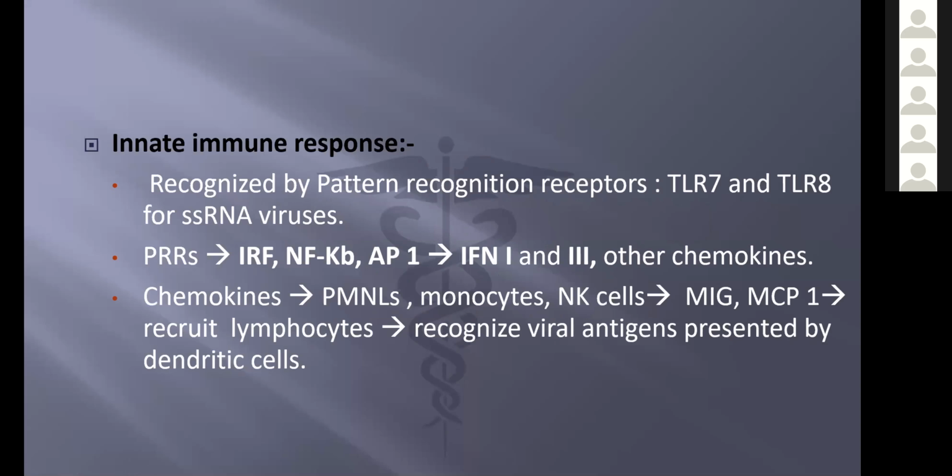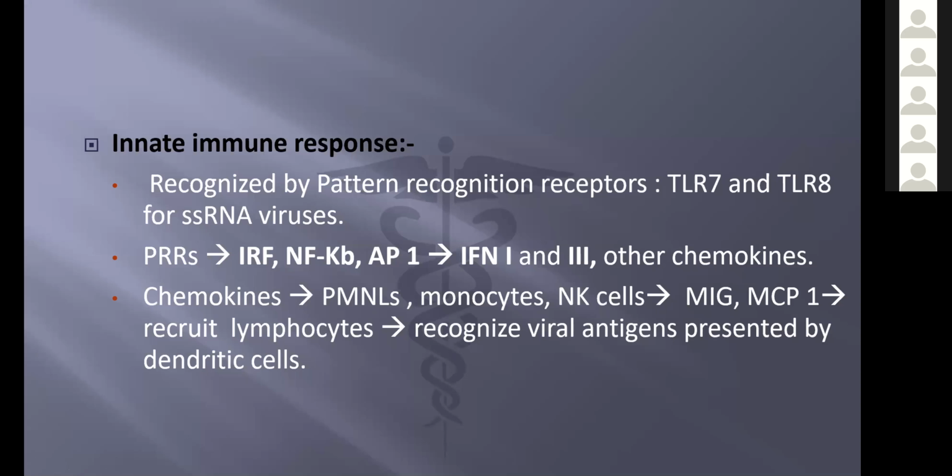When the virus enters the cell, it is recognized by the pattern recognition receptors. Since SARS-CoV-2 is a single-stranded RNA virus, the receptors here are toll-like receptors 7 and 8. After recognition of the antigen, these pattern recognition receptors induce adaptor proteins, which results in the production of interferon regulatory factor, NF-kB, and activator protein 1. This further causes the activation of interferons 1 and 3 and different chemokines.